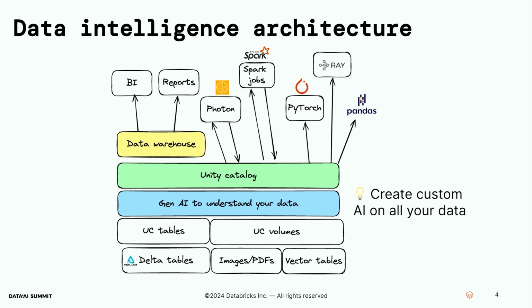Now, what's cool about the data intelligence architecture is, since data is being stored in these open tables, it can be queried by a variety of engines, including Photon, Spark, PyTorch, Ray, and Pandas. So you get to use the best engine for your analysis.